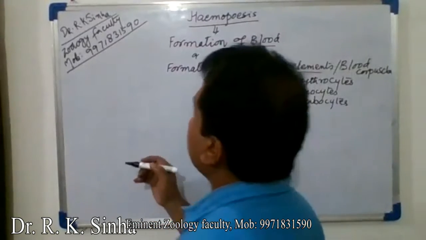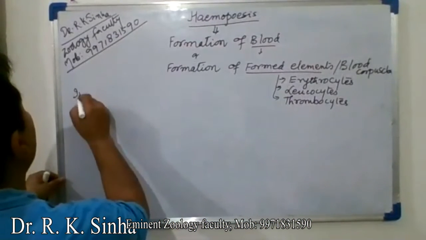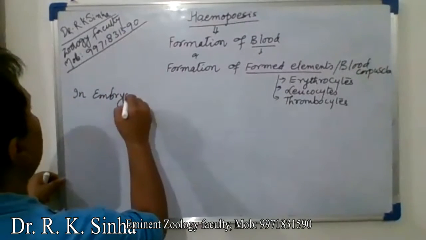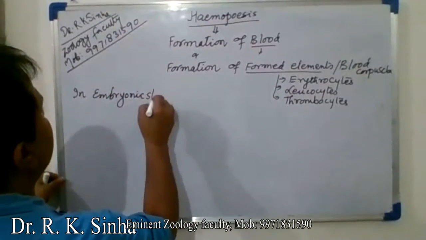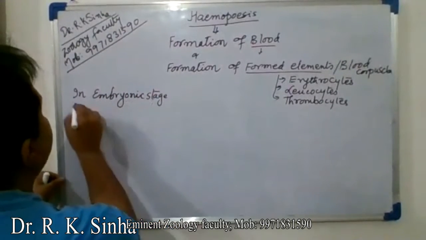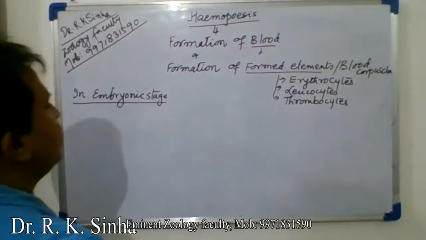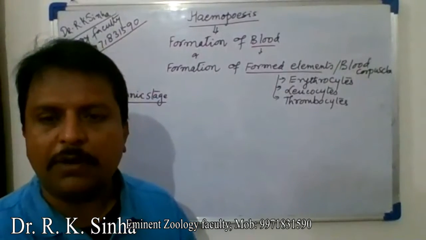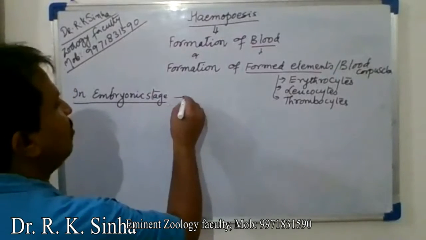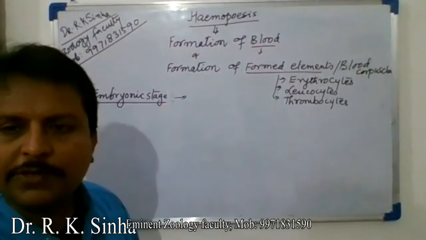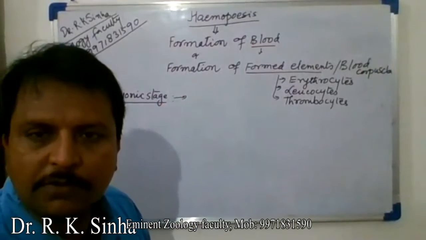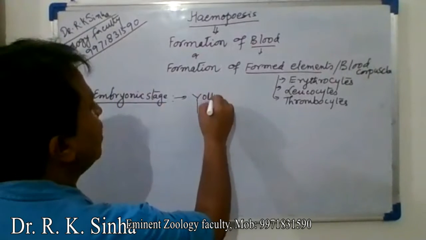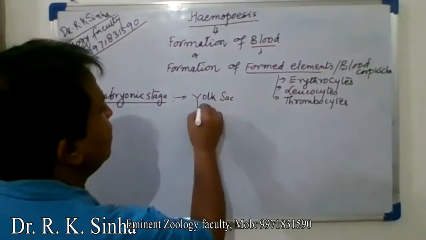So the first one is the embryonic stage. Which cell of the embryo is responsible for the formation of blood or blood cells? In the embryonic stage, the yolk sac is responsible for the formation of blood. What is the term we use? This is yolk sac.